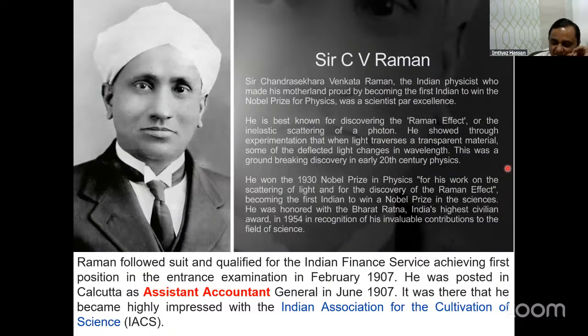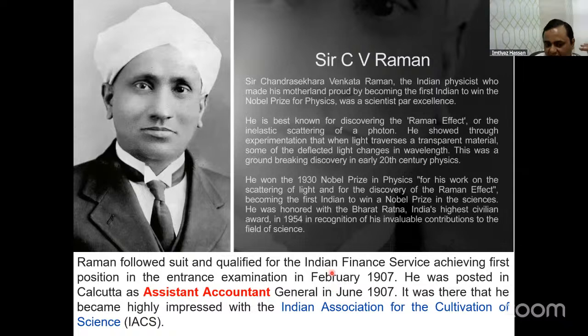You all know C.V. Raman, right? You know that he's a physics guy, because he received the Nobel Prize. Recently, we have celebrated Science Day. But many of you don't know he was actually a CA. He was a chartered accountant. He actually started his career as a chartered accountant.